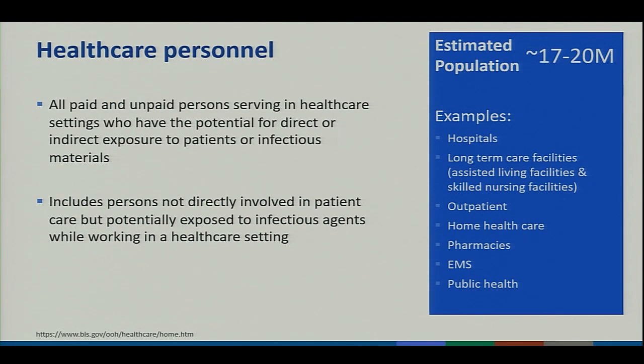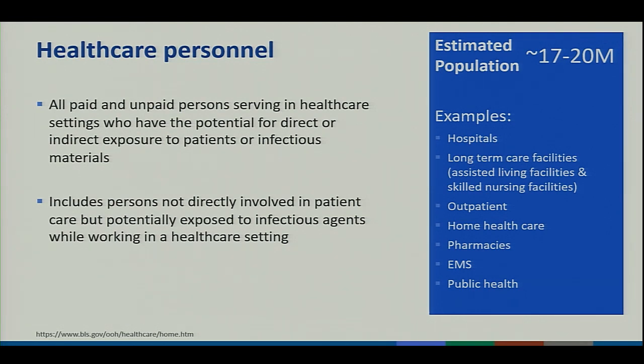The first group I'd like to highlight are healthcare personnel. They were discussed extensively at the last ACIP meeting. Healthcare personnel are defined as paid and unpaid persons serving in healthcare settings who have the potential for direct or indirect exposure to patients or infectious material. This includes persons not directly involved in patient care, but potentially exposed to infectious agents while working in a healthcare setting. The estimated population for this group is 17 to 20 million people in the United States.